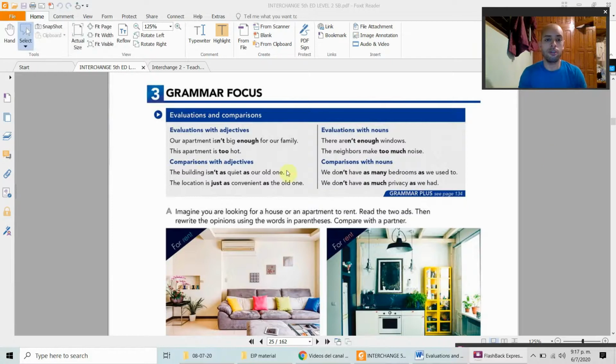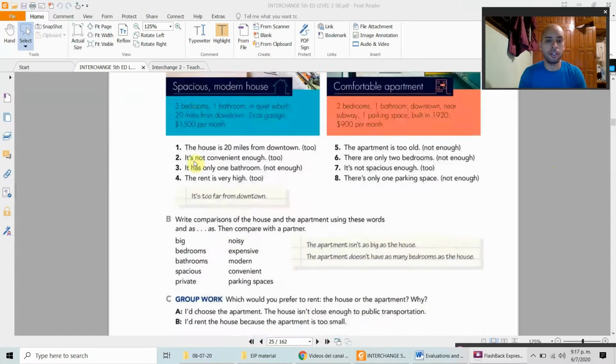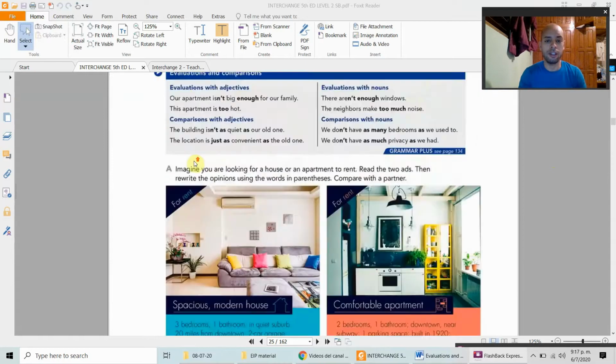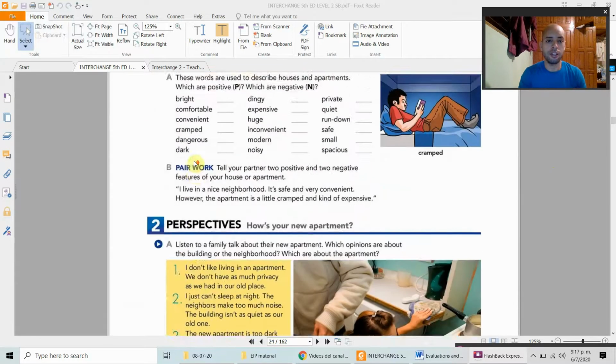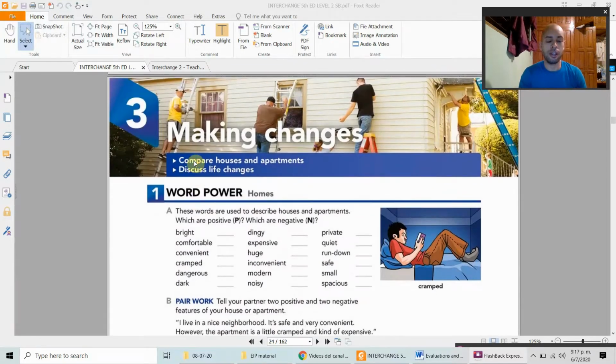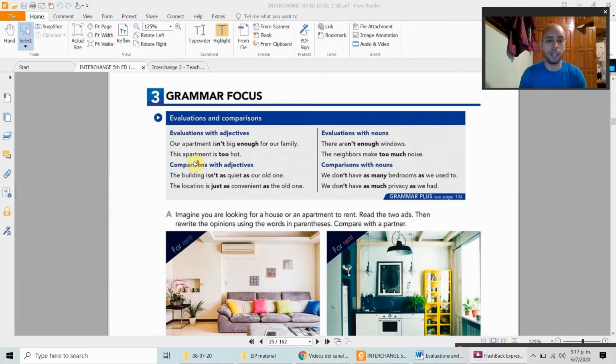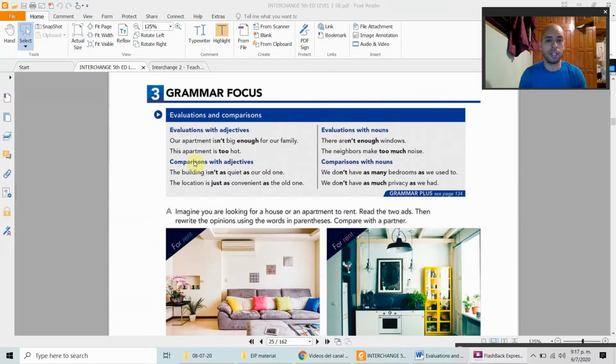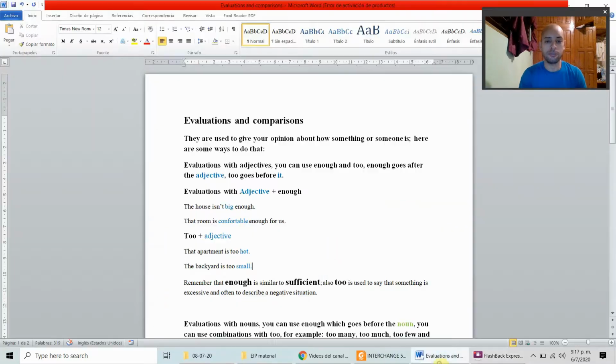In this video, we're going to take a look at the grammar that is on page 17 of the book. That's page 17 on unit 3 of the second book. Evaluations and comparisons. These evaluations and comparisons are used to give your opinions about how something or someone is. Here are some ways to do that.